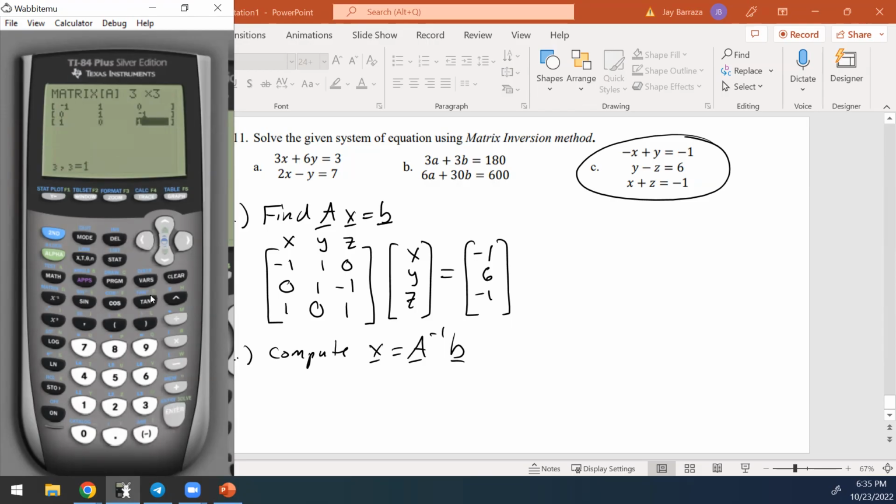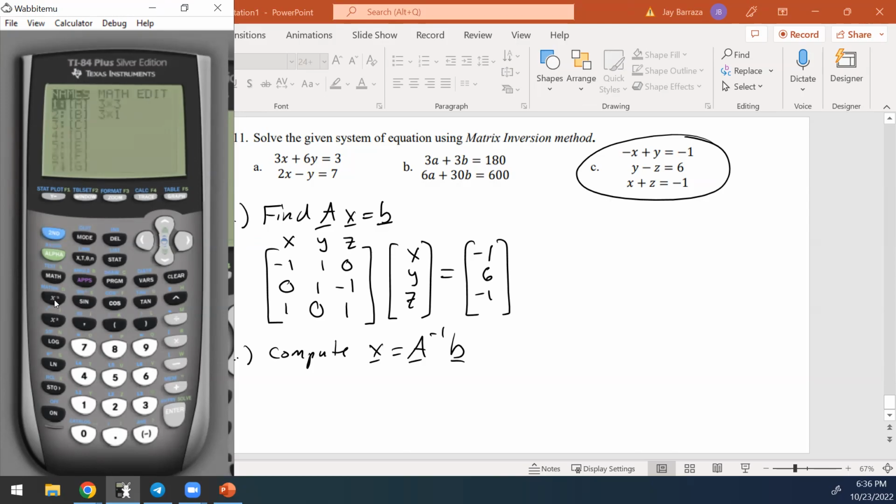That's the first matrix. Then you do second quit, second matrix, edit, and then you're going to make a new matrix. Make it a 1 by 1, put a 0 in there, and then make it 3 rows, 1 column, because we want something like that. -1, 6, -1. Okay. And then you're going to quit.